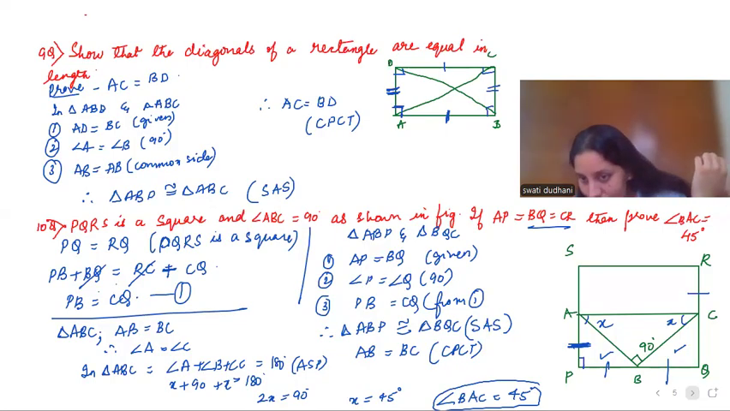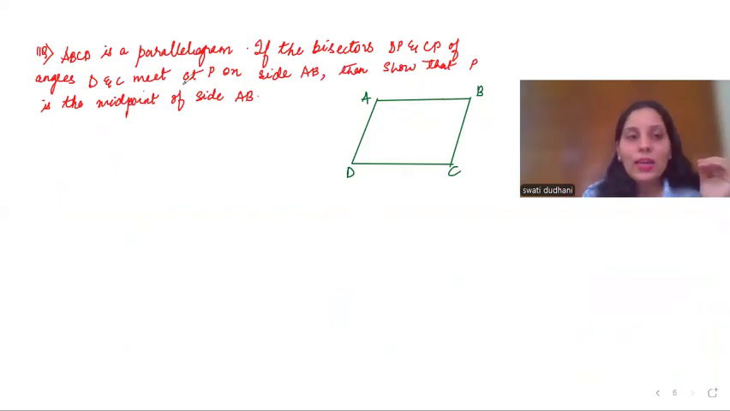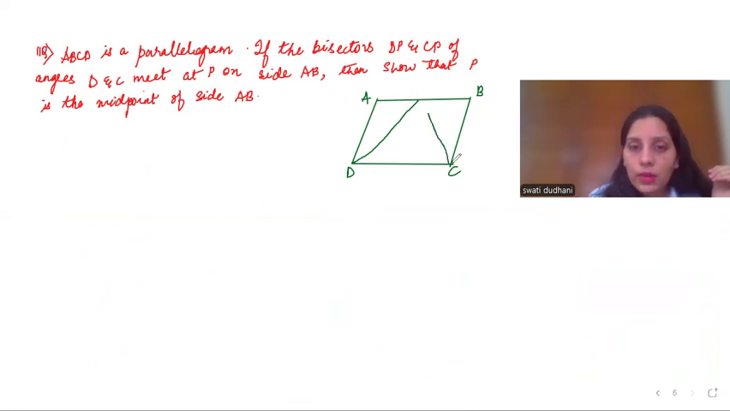All right. One last question. ABCD is a parallelogram. The bisectors DP and CP of angles D and C meet at P. Okay, both the bisectors meet at P. You need to show that P is the midpoint. So let me just number it. Let this be 1, 2, 3, 4 and let this be 5 and 6.